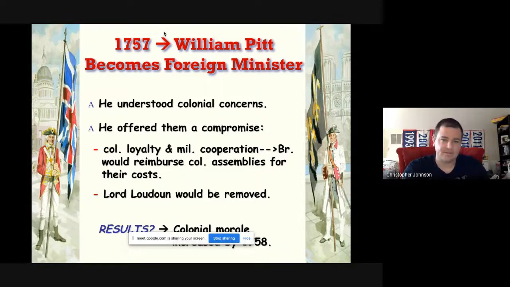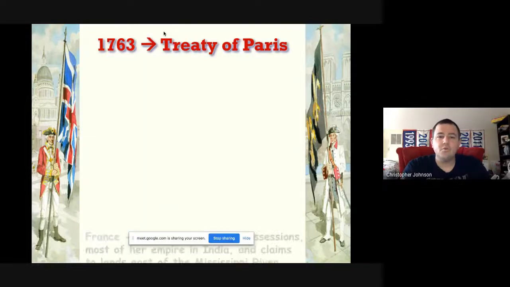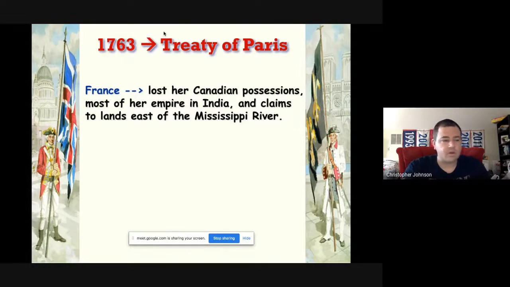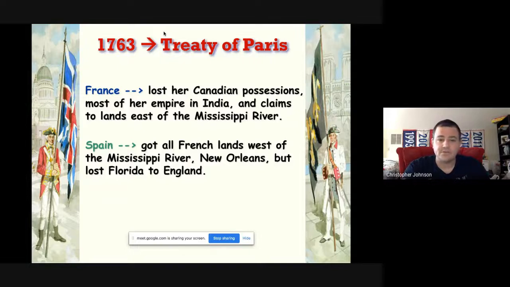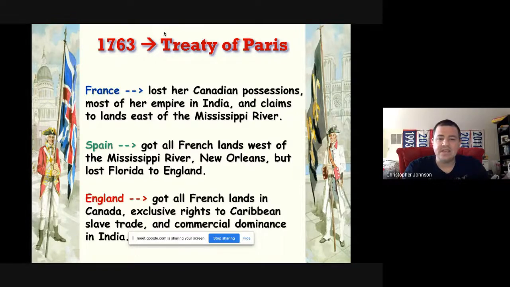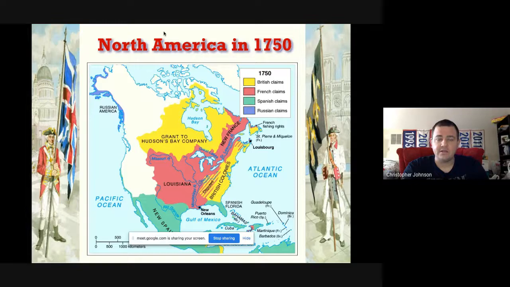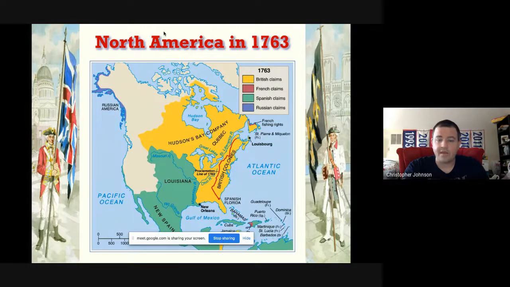The colonists do. So the war is over in 1763, and we're going to see France lose a lot of its territory in here. They're going to lose the lands east of the Mississippi. Spain's going to join late in the war, and they're going to lose as well, too. They're going to lose Florida, England, and England is going to make out like a king's ransom. This is what North America looked like before the war. This is what North America looked like after the war.